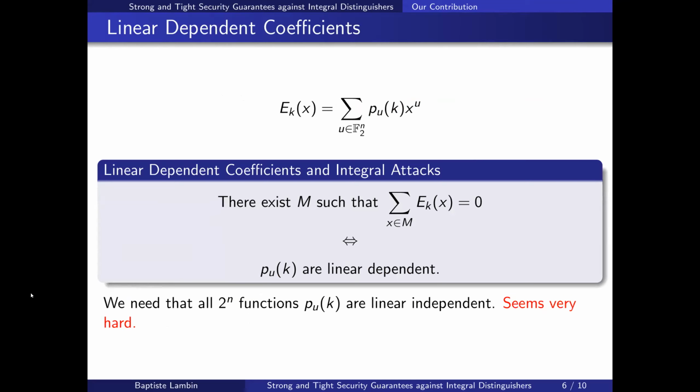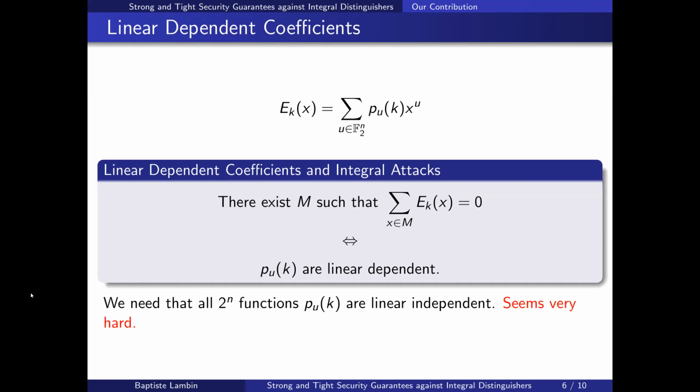So the main observation we made is that if there is an integral distinguisher, so if there is a set M so that the sum of ciphertext is equal to 0, it actually means that the key polynomials pu are linearly dependent. So if we want to show security, we need to show that all of these 2 to the n functions pu are linearly independent, which, when n is at least 64 for modern block ciphers, seems very hard to do.